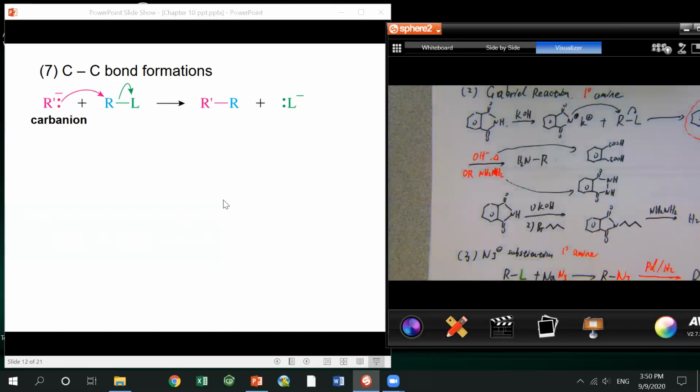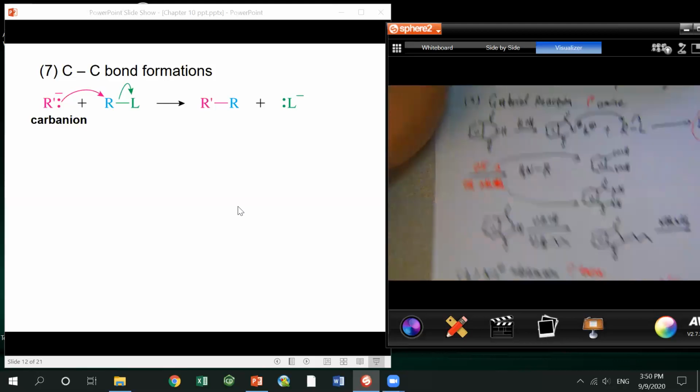Someone may ask me, is there any way to prepare the secondary amine? We haven't learned any way to prepare the secondary amine yet. The answer is there are at least two ways to prepare secondary amines. We will learn them in a future chapter.